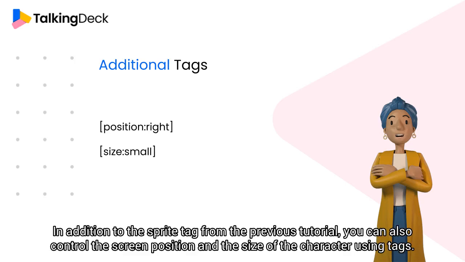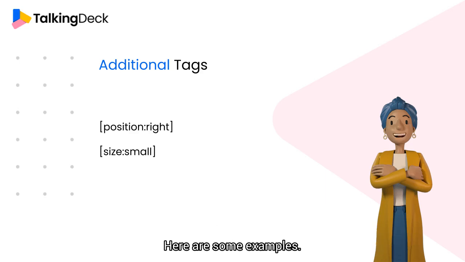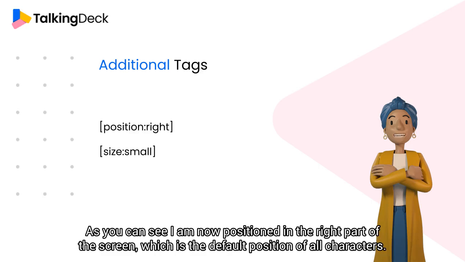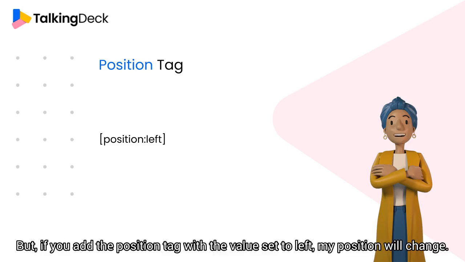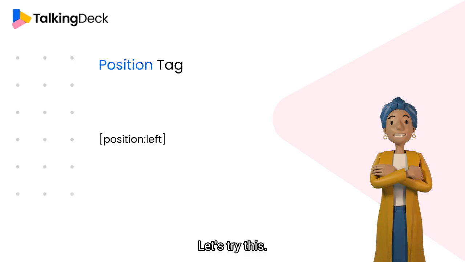In addition to the sprite tag from the previous tutorial, you can also control the screen position and the size of the character using tags. Here are some examples. As you can see, I am now positioned in the right part of the screen, which is the default position of all characters. But if you add the position tag with the value set to left, my position will change. Let's try this.